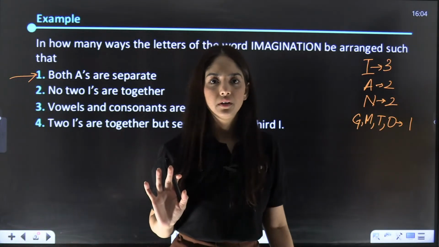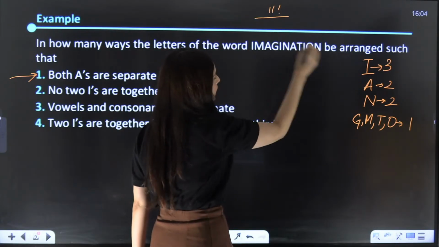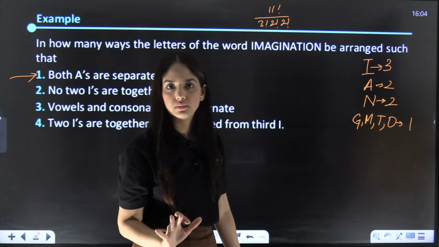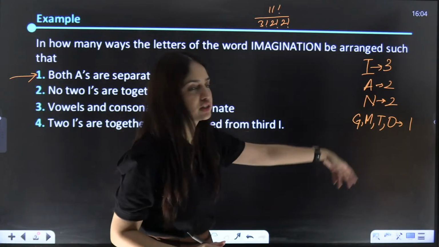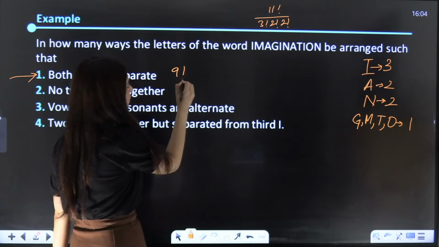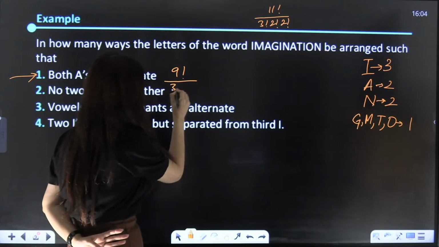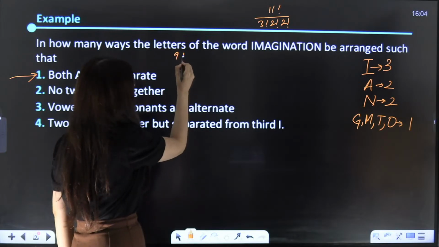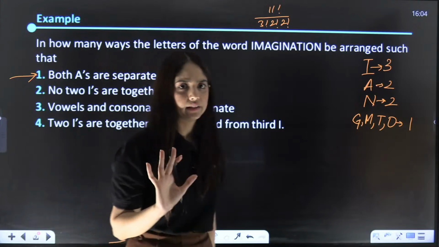Both A's are separate. Again, the total number of permutations for imagination will be 11 factorial by 3 factorial, 2 factorial, 2 factorial. These are the total number of words possible. Out of these, how many are there when both A's are separate? So we arrange the rest of them. Remove the 2, arrange the rest. 9 factorial divided by 3 factorial. I's are identical. And N's are identical.